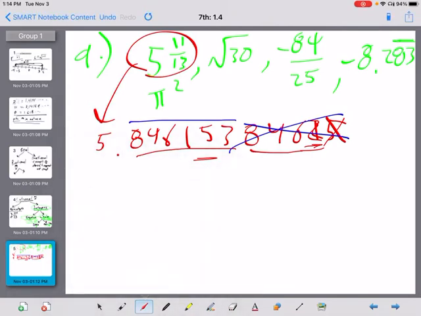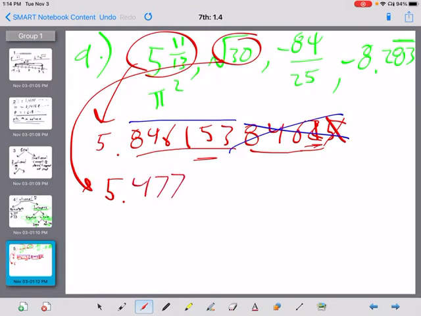Let's look at this next number then. Square root of 30, I'm just going to do square root of 30 on my calculator, which is going to be about 5.477. I'm not seeing anything repeat. Remember, square roots of numbers are often irrational, so this is an irrational number because it doesn't repeat, it doesn't end.